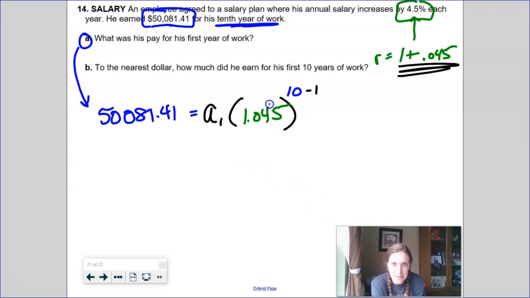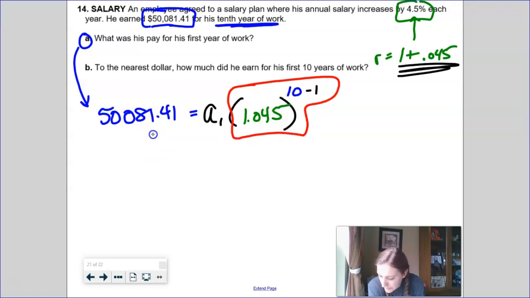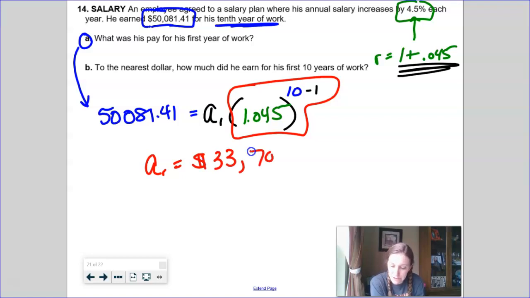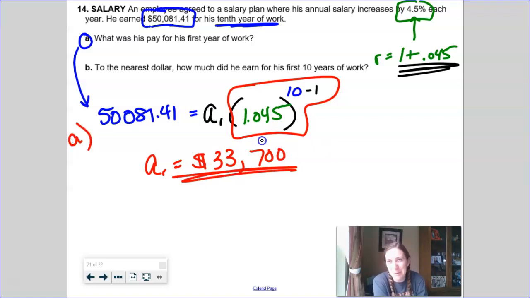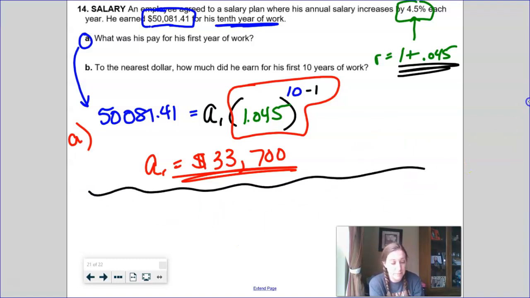All right, we're going to solve this by taking whatever this atrocious number is and dividing it over. I don't really have any work here, so I'm just going to tell you when I did that. His first year of pay turns out to be $33,700. So that was part A. And then for part B, to the nearest dollar, how much did he earn in his first 10 years of work? Well, this is a case where you are welcome to do some of the sequence. You can use that newer formula we're doing. They're both kind of gross. I'm just going to use that newer formula if you don't mind, even though I really don't like it.